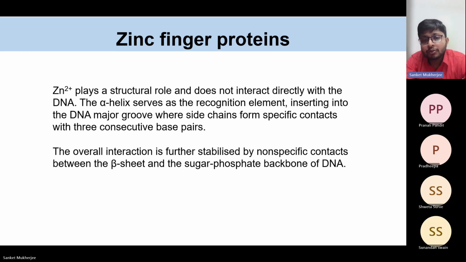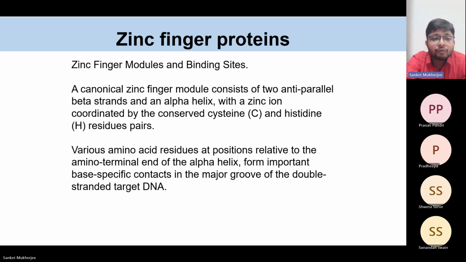So that being said, zinc does not interact directly with the DNA. Alpha helices actually do in this case. They insert into the DNA major groove where side chains form specific contacts with three consecutive base pairs. The overall interaction is further stabilized by some non-specific contacts between the beta sheet and the sugar phosphate backbone of DNA. We have one question regarding this. We'll see how it works.